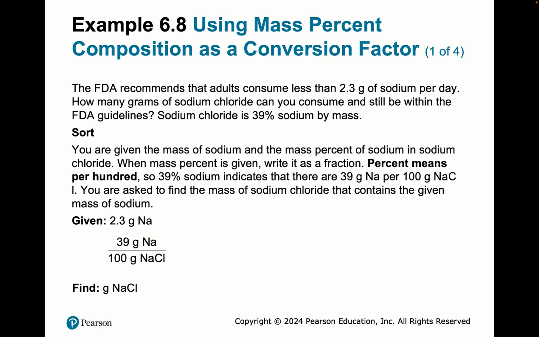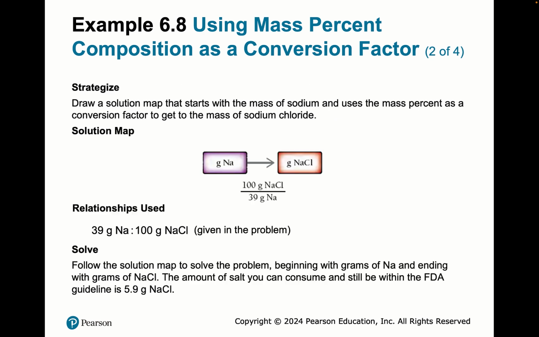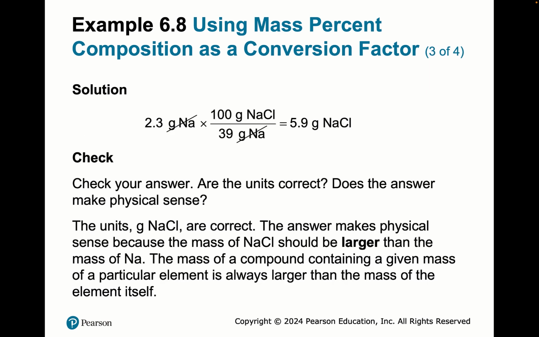We can consume less than 2.3 grams of sodium per day. How many grams of sodium chloride is that? Sodium chloride is 39% sodium by mass. You could figure this out, the 39% doesn't necessarily have to be given. If you have the periodic table, you could figure that out. So let's use the percent and the 2.3 grams, and divide by the percent, and you get 5.9 grams of sodium chloride.